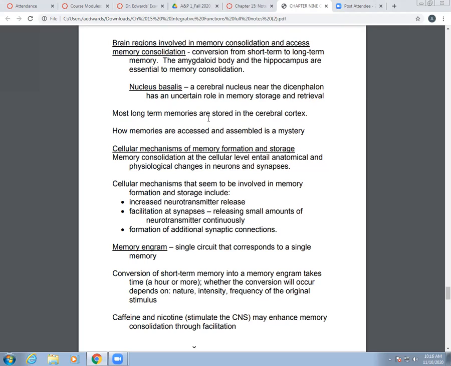All right, most long-term memories can be stored in your cerebral cortex. All right, so how memories get accessed and assembled is still kind of a mystery.